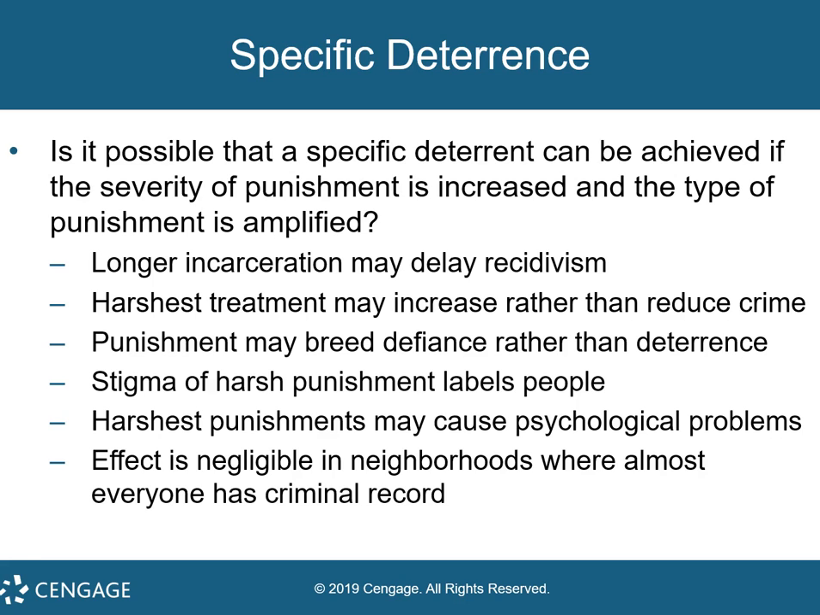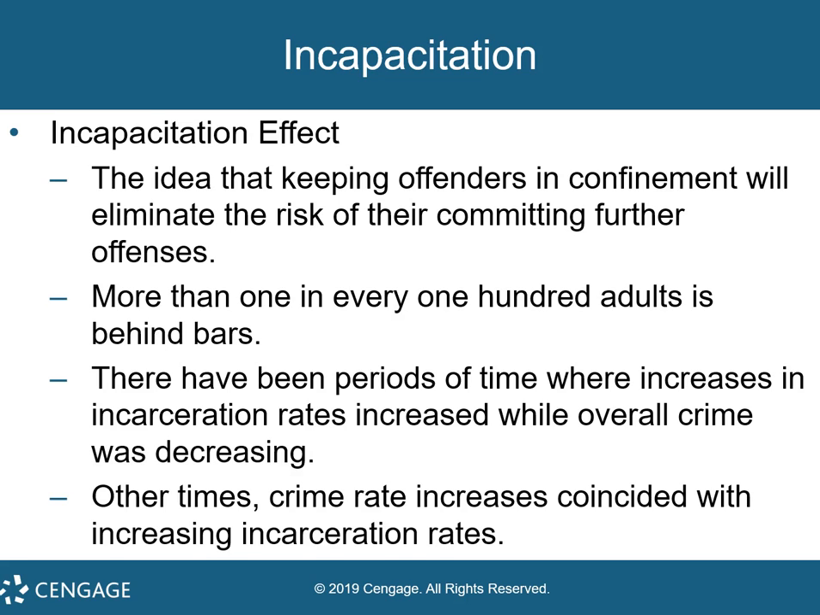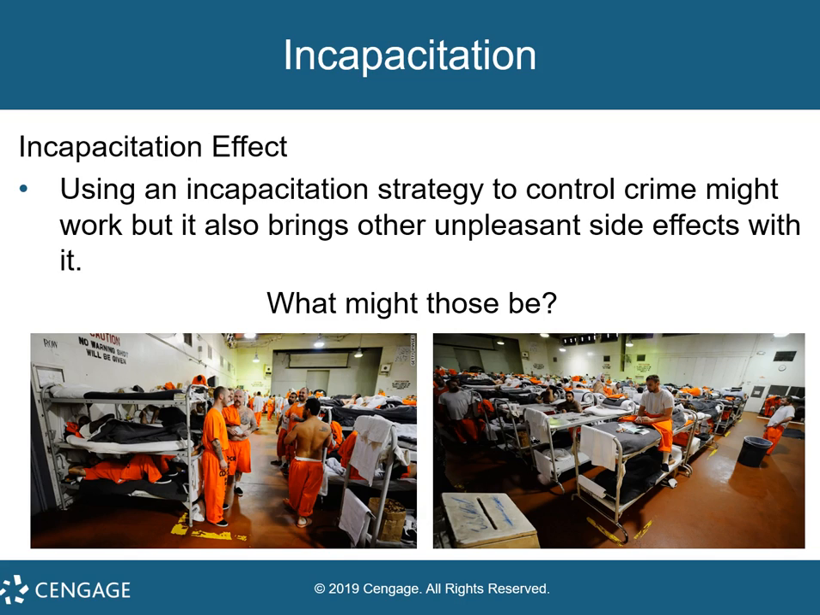So, you can look through those and you can see that it is, but a lot of us fall into this thing called the incapacitation effect. The idea of keeping offenders in confinement is that it's going to eliminate them from committing future offenses. And basically more than 1 in every 100 adults is behind bars. There have been periods of time where incarceration rates increased while overall crime was decreasing. Other times, crime rates have increased coinciding with increased incarceration rates. So it's not always going to be an exact science.